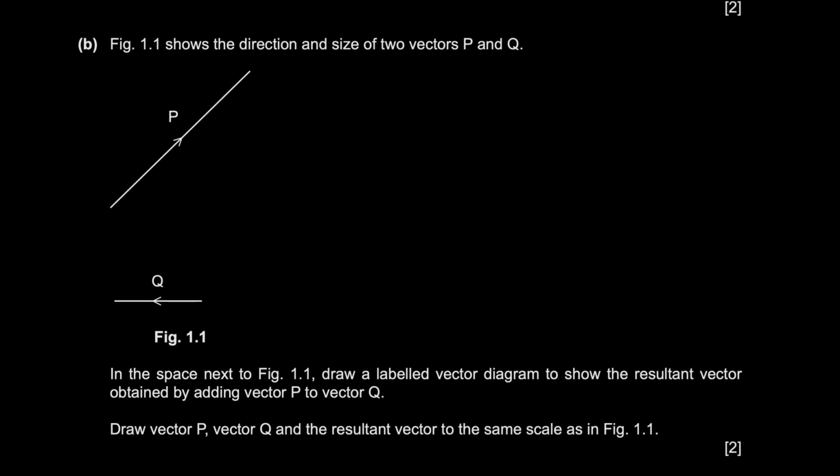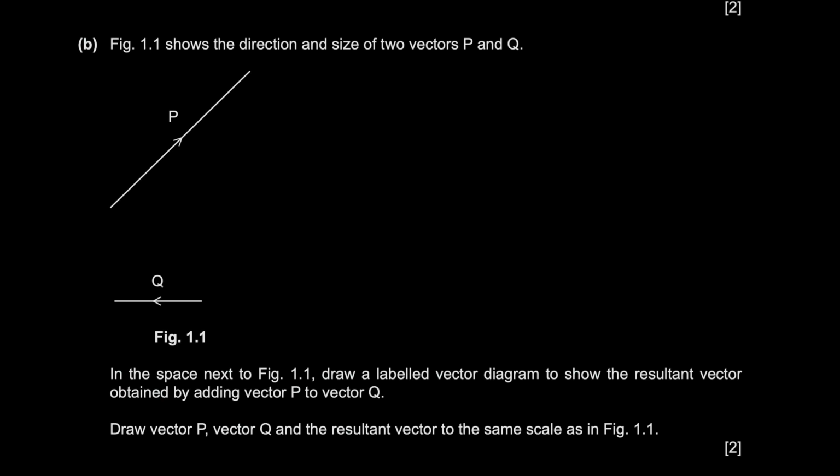All right, the figure shows the directions and the sizes of the two vectors p and q. In the space next to the figure, draw the labeled vector diagram to show the resultant vector obtained by adding the vectors p and q. So that's kind of easy. What you want to do is grab a scale and keep it over here, find out the measurement. Now, for this, there are no angles or anything. You don't have to be too accurate. You essentially have to redraw it.